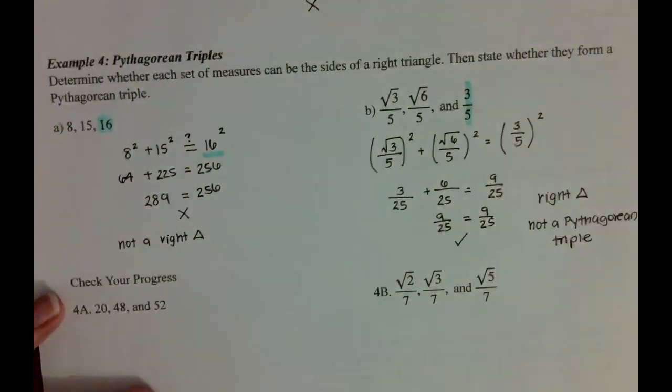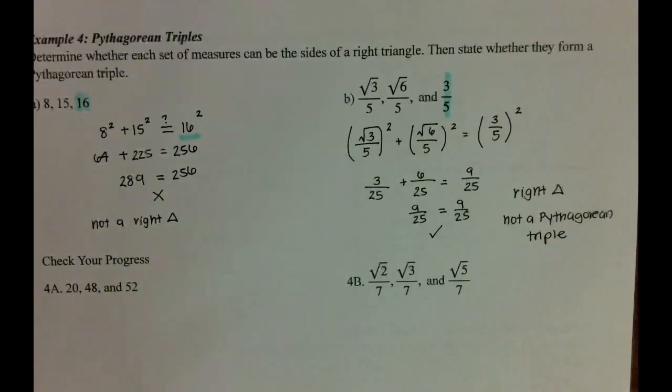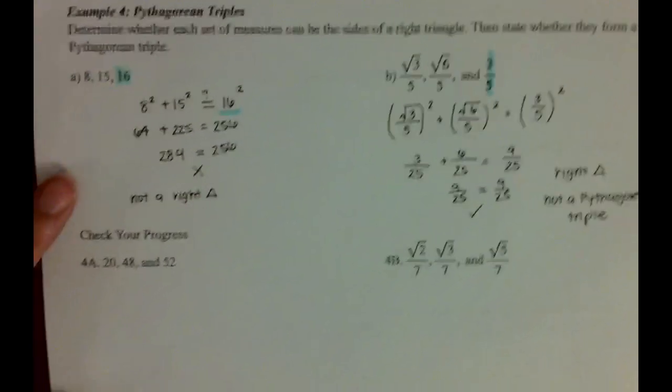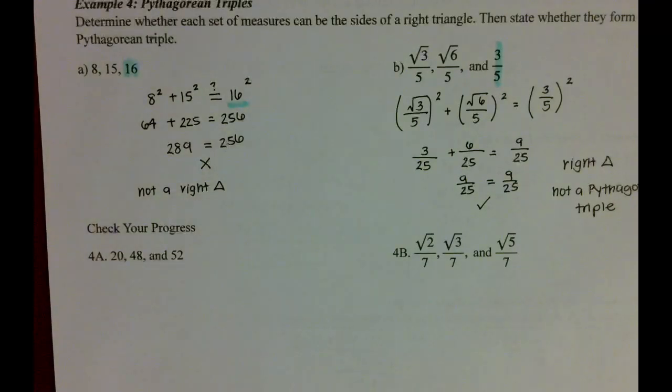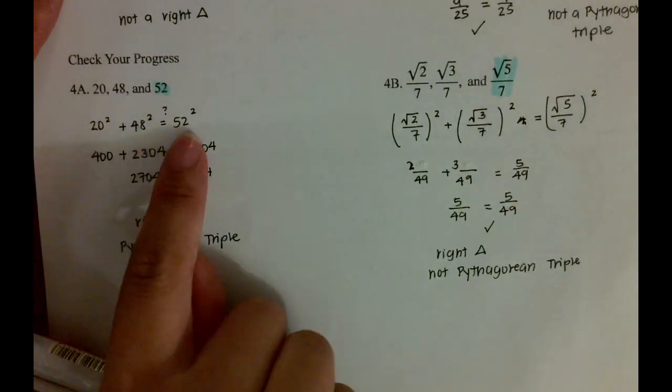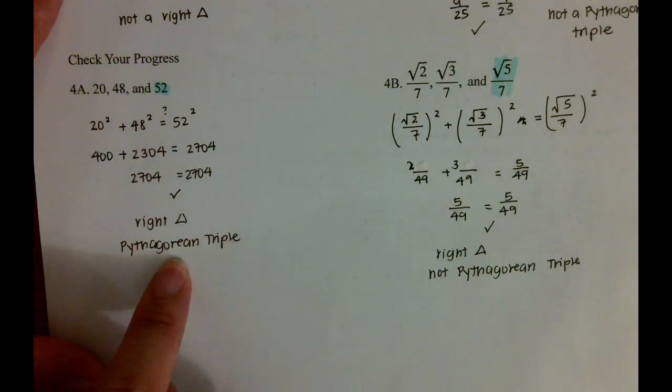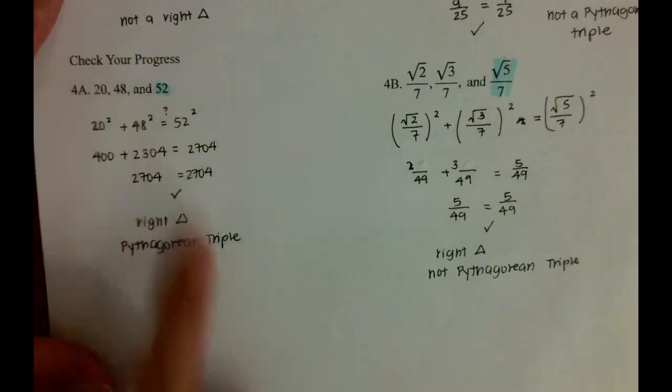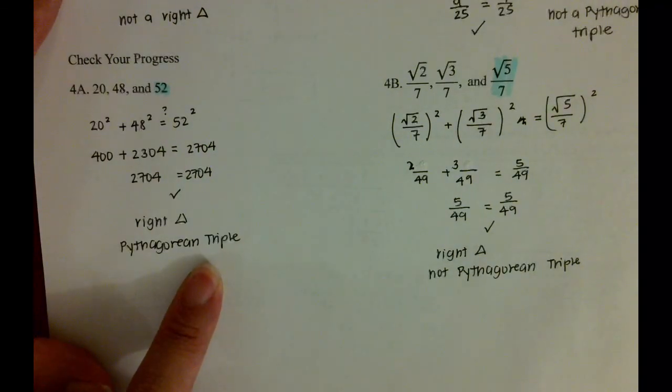There you go. Okay. So why don't you try CYP 4A and 4B, and then once you're done, come check the answer. Okay, for 4A, you should have gotten that it is a right triangle and it's a Pythagorean triple because the Pythagorean theorem works for it, it ends up being true, and because they're all whole numbers, it makes it a Pythagorean triple. Okay.